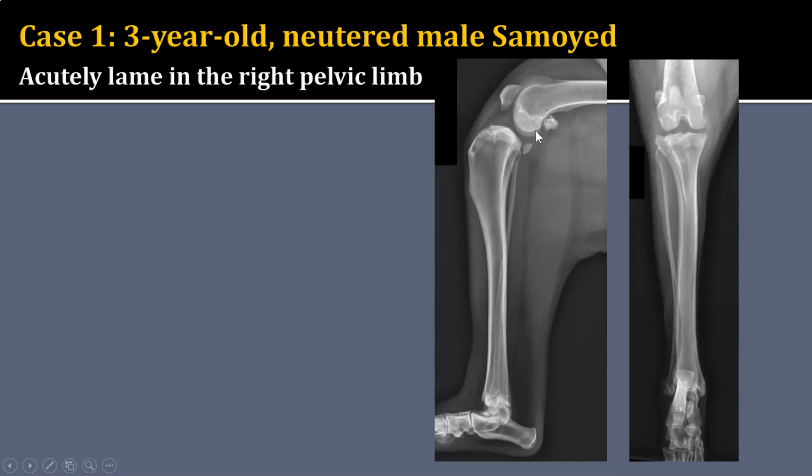And then what might have happened is there was a partial tear that acutely ruptured. And so that would explain the acute lameness. However, the radiographs tell us that this has been a chronic process. So chronic cranial cruciate ligament instability with osteoarthritis that then has likely completely ruptured.